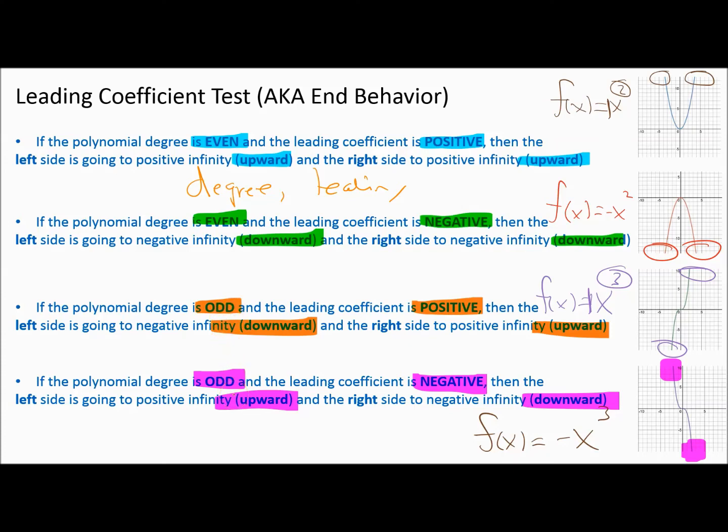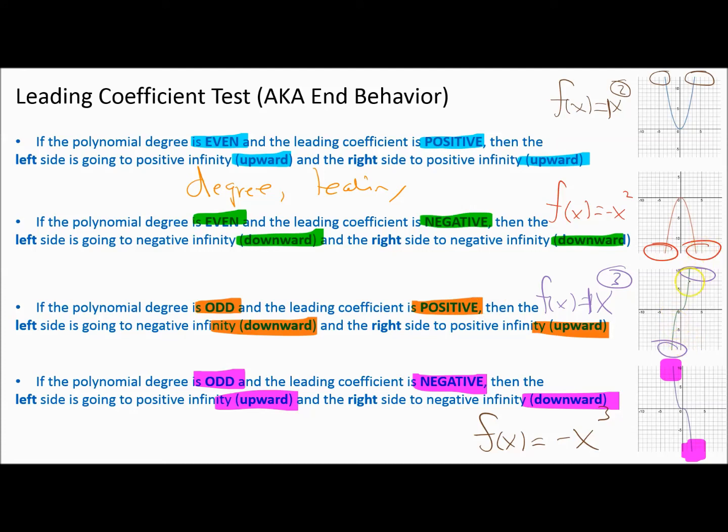So you can either have it memorized that x to the third, everybody knows what an x to the third graph looks like: if it's positive x to the third, it's up on the right and down on the left. And if it's negative x to the third, it's reversed. Or you can remember that odd means opposite, and if the leading coefficient's positive, it's like the graph is increasing.